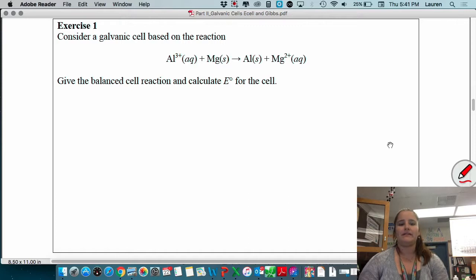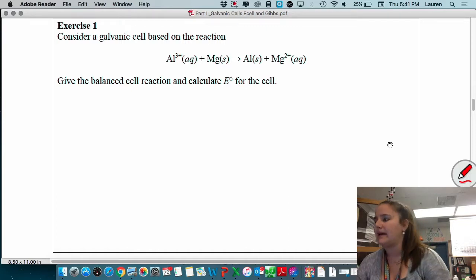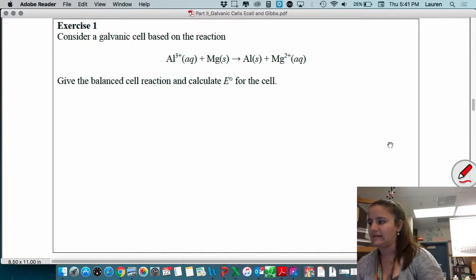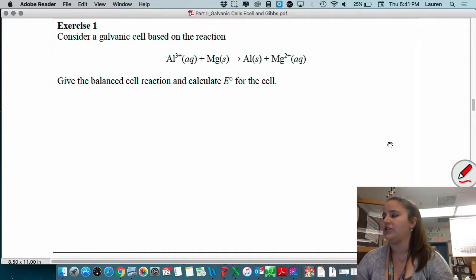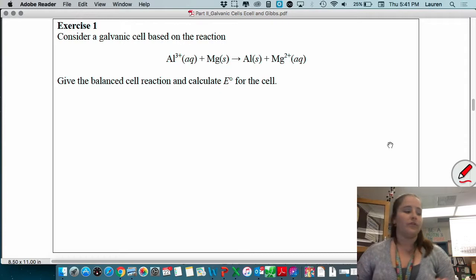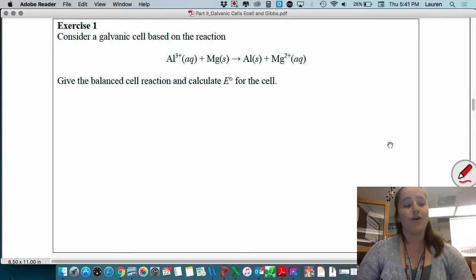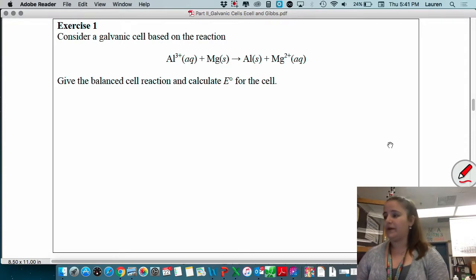Consider the galvanic cell based on the reaction: aluminum 3+ and magnesium solid react to form aluminum solid and magnesium 2+. Give the balanced cell reaction. Calculate E naught for the cell. Okay, so first we have to figure out who's being oxidized and who's being reduced.